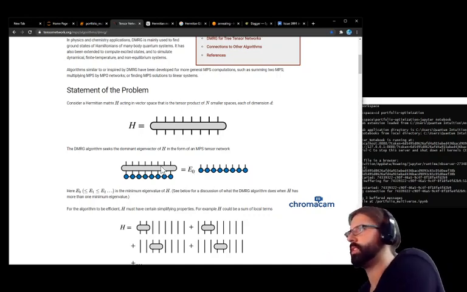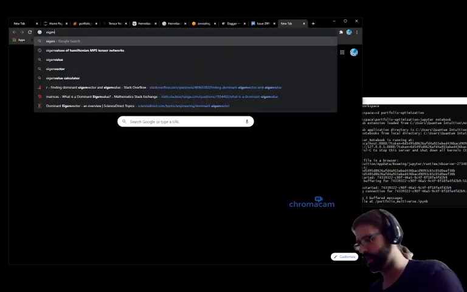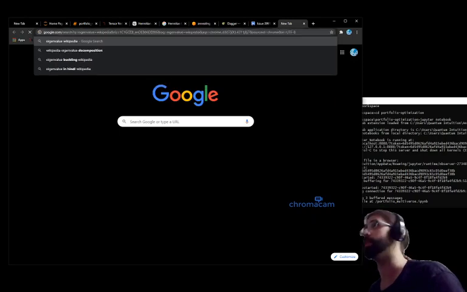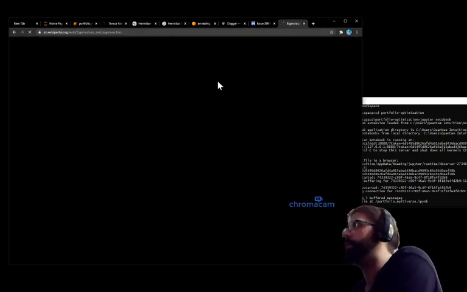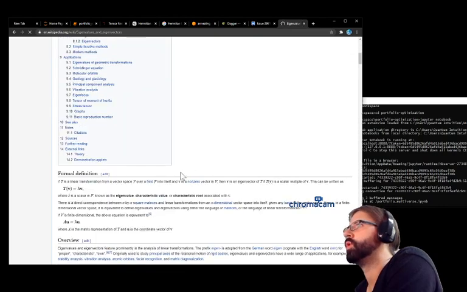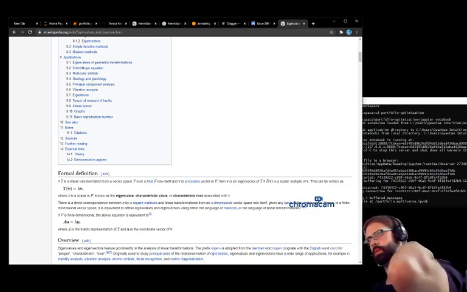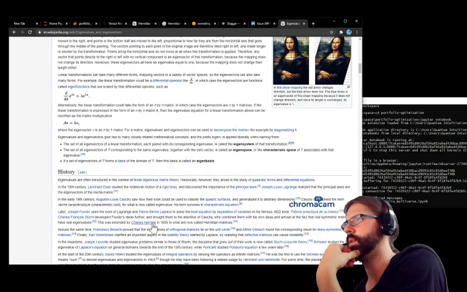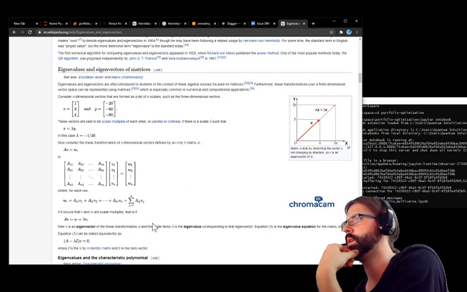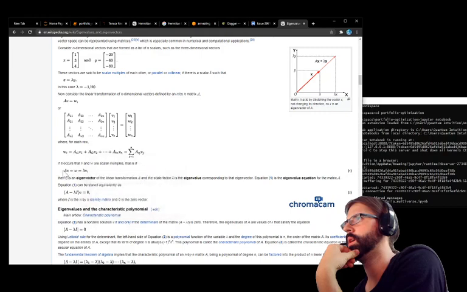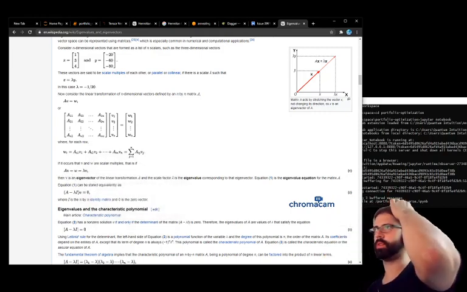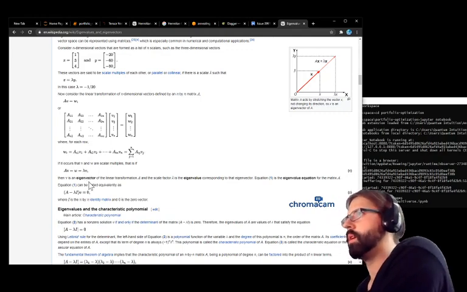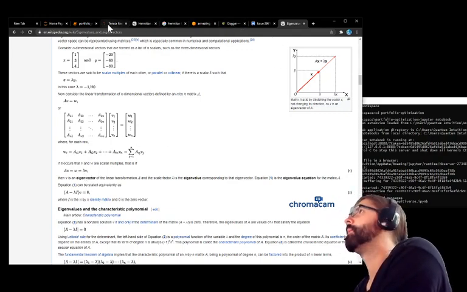Because at the end of the day, this graphical representation here is really what the definition of an eigenvalue in Wikipedia is, right? So basically, the lambda would be the eigenvalue. Is it something like that? Exactly. So A times the eigenvector equals lambda times V. That's kind of the same, right?